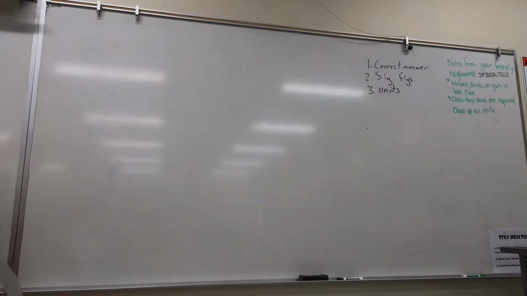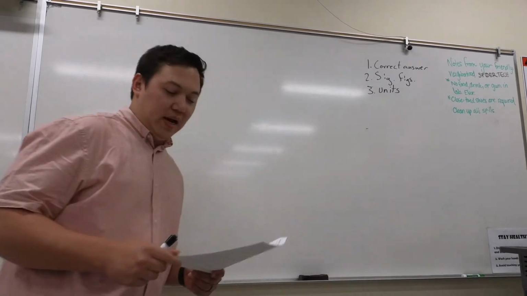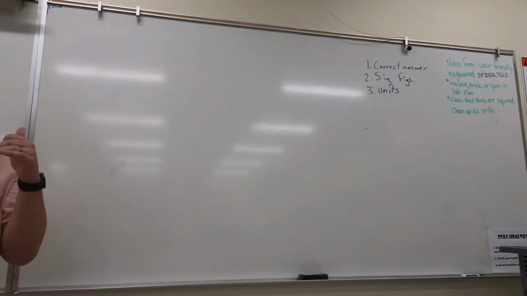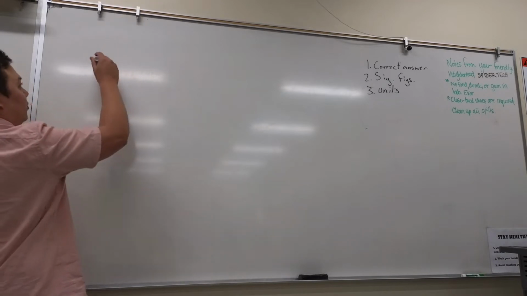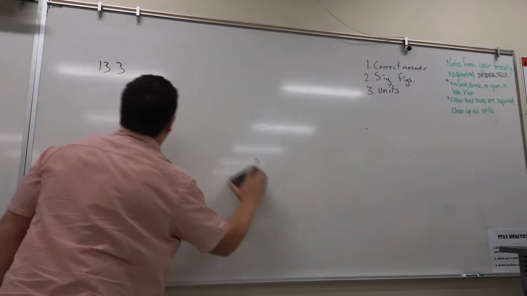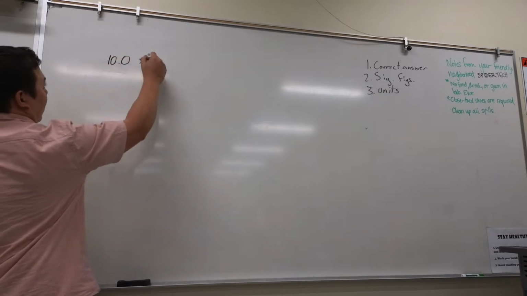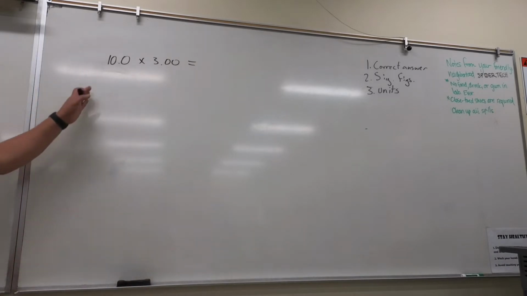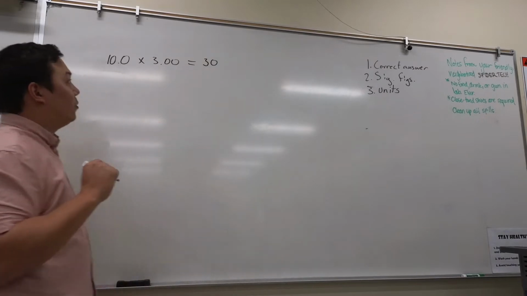But there's a couple things that we have to cover first, sort of briefly, before we hop into this. We talked about sig figs this morning, and when you do any operation like multiplication or division, let's make a number here. Let's say it's 10.0 times 3.00. So our answer would be 30, is what our calculator would say.